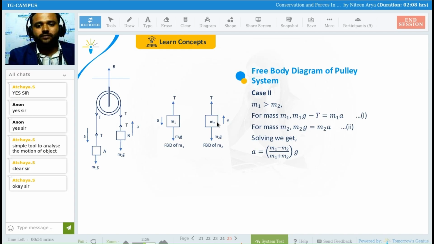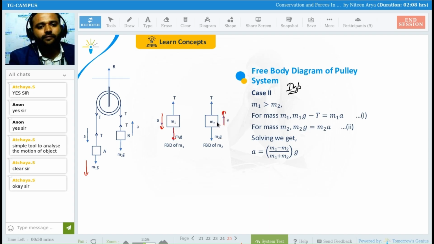Then moving ahead, case 2, an important one again. If M1 is going to be greater than M2, as we can see in the original diagram, M1 is going to fall in this case. When M1 is greater, the acceleration of M1 is downward, and the acceleration of M2 is upward.